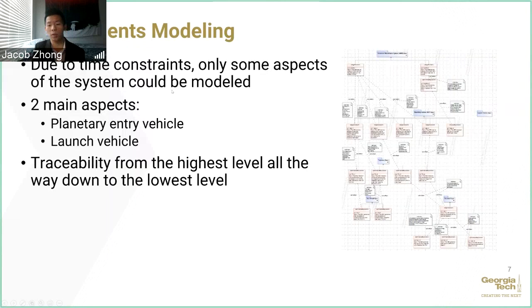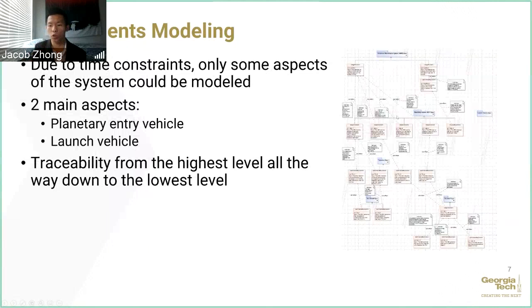And as you can see from the diagram on the right, there is traceability all the way from the highest level all the way down to the lowest level. It's a bit hard to see, but there are relationships that show where each requirement on every level comes from, as well as justifications for why those requirements are needed and how they support those overall higher level requirements for the mission.